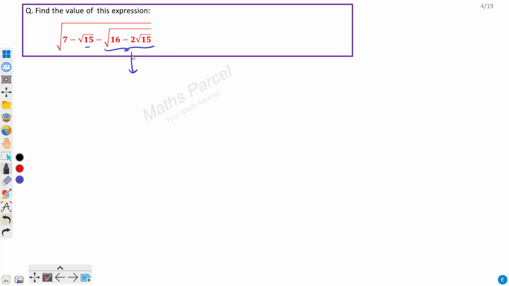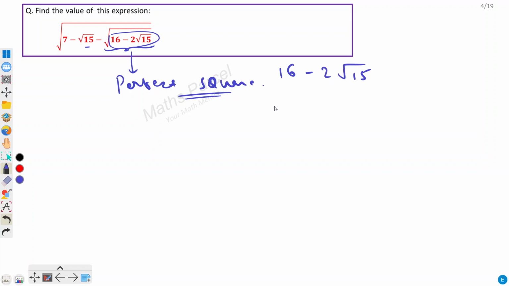In most of the cases, the expression that is given inside a square root is usually a perfect square. In most of the cases you will find that this is a perfect square. So let's see if this is a perfect square or not. So 16 minus 2 root 15. Now how can I make it a perfect square? Usually this term gives you a hint.